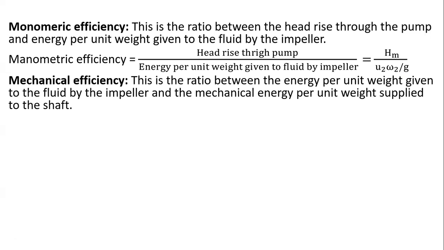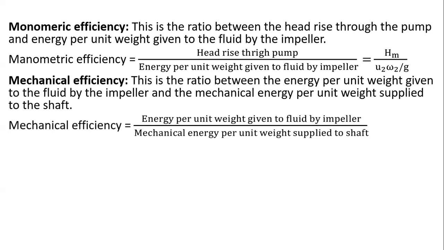Mechanical efficiency. With this one, we're talking about the ratio between the energy per unit weight that the fluid receives from the impeller and the mechanical energy supplied to the shaft of that impeller, which is running and helping the fluid to move. So we just write it in that short format: energy per unit weight given to the fluid by the impeller over the mechanical energy per unit weight supplied to the shaft.